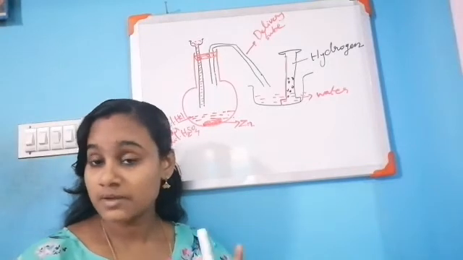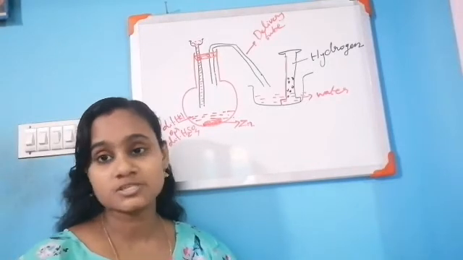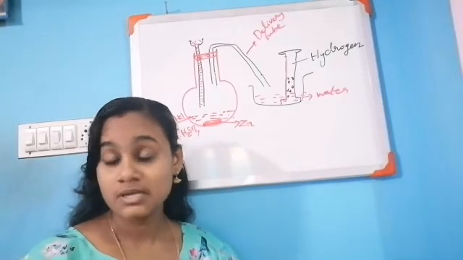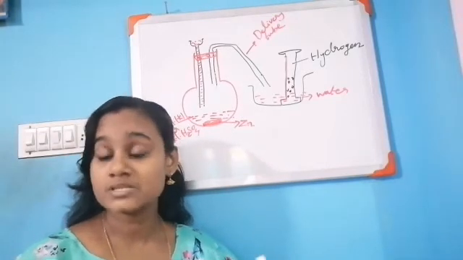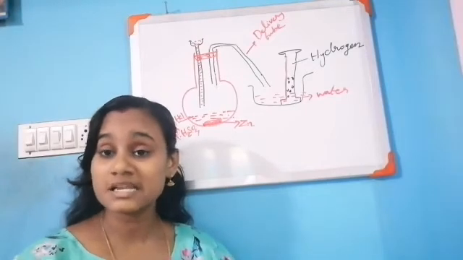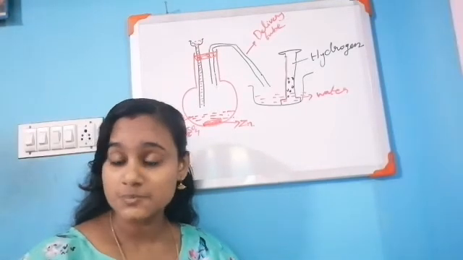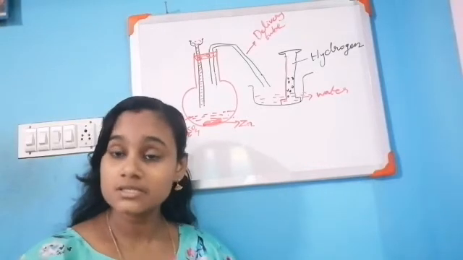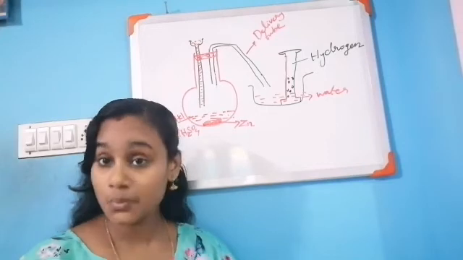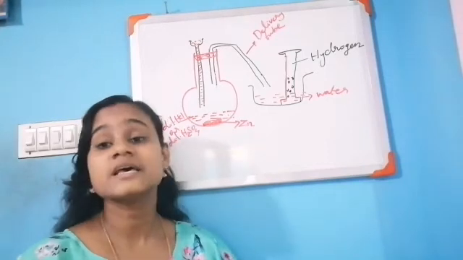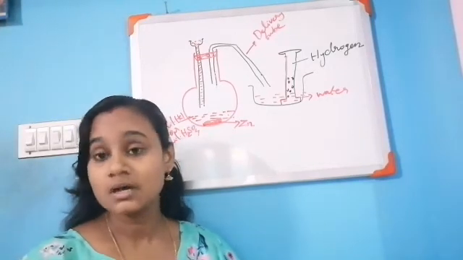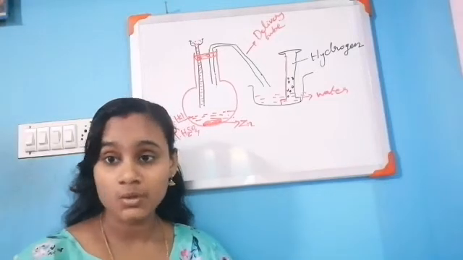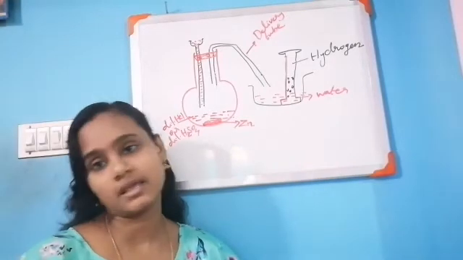That point is very important. Please underline in your textbook: downward displacement of water. How is hydrogen collected? Hydrogen is collected by downward displacement of water, because hydrogen is sparingly soluble in water. Why are we not using downward displacement of air? Because hydrogen is lighter than air.